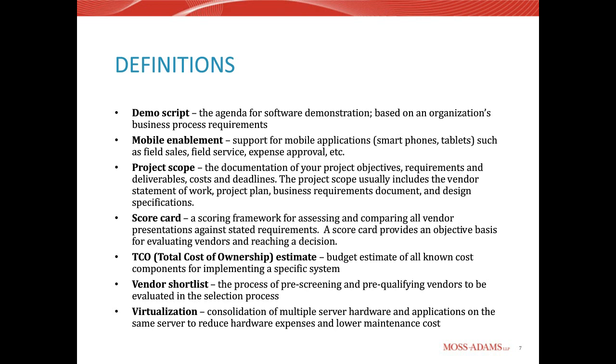TCO, or total cost of ownership estimate, is a budget estimate of all known cost components for implementing a specific system. Vendor shortlist is the process of pre-screening and pre-qualifying vendors to be evaluated in the selection process. And finally, virtualization, when used in the ERP context, refers to the consolidation of multiple server hardware and business applications on the same server, usually to reduce hardware expense and lower maintenance costs, and sometimes to actually speed up processing.